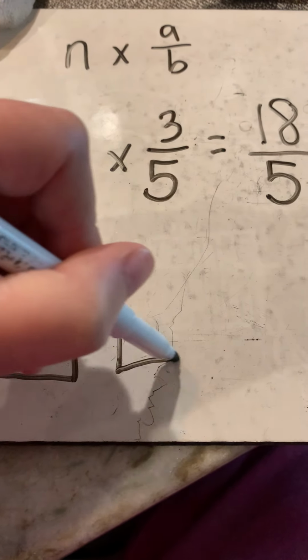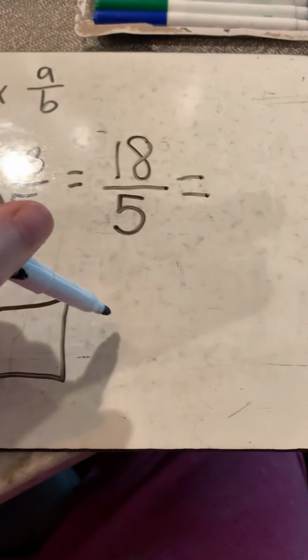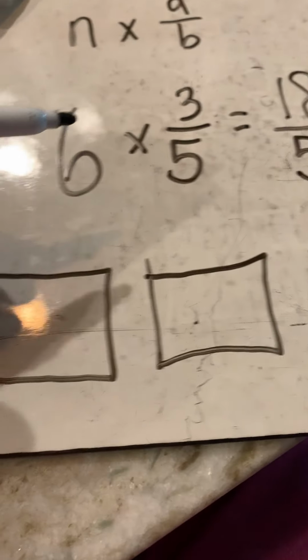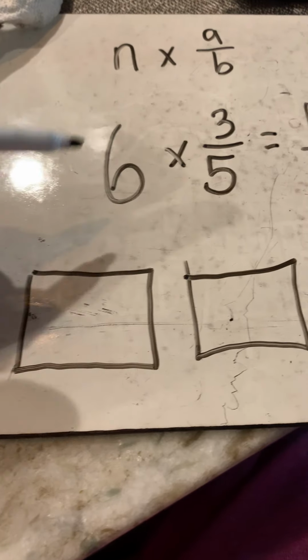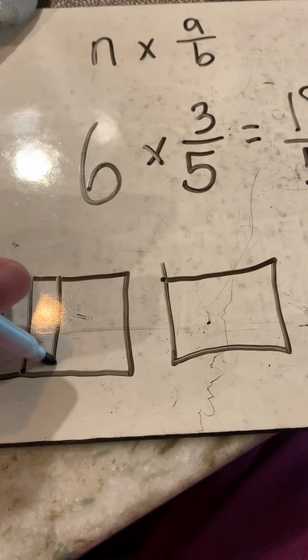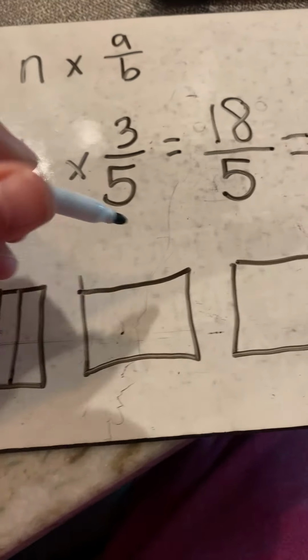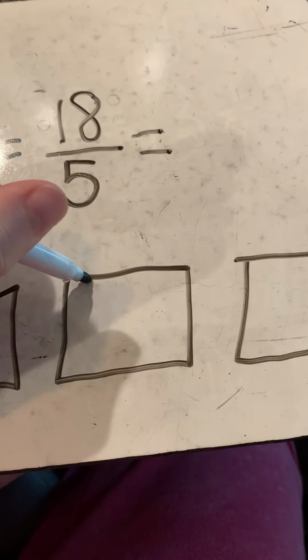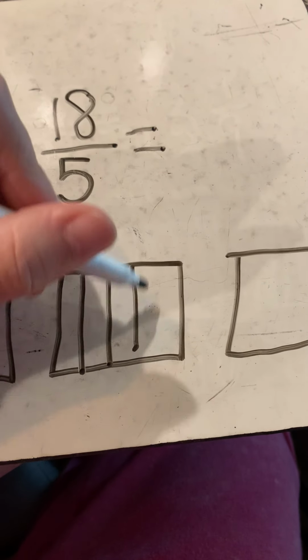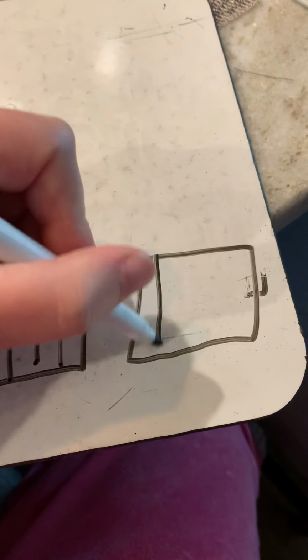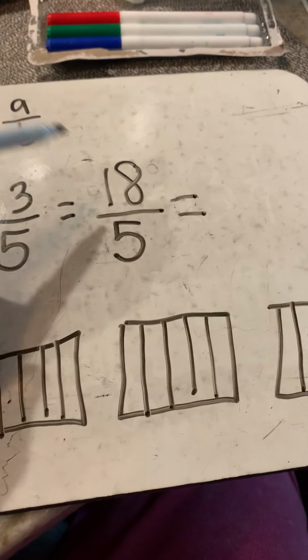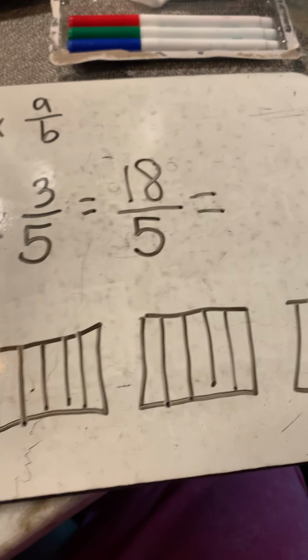If everything is broken into 5s, because that's what my denominator is, we can easily count by 5s. 5, 10, 15, 20. Now, I know I don't need 20 because I only have 18. So these are going to be divided into 5s, right? 1, 2, 3, 4, 5, and I do that for each of the 4 wholes. Now I'm going to be shading 18 of the fifths.